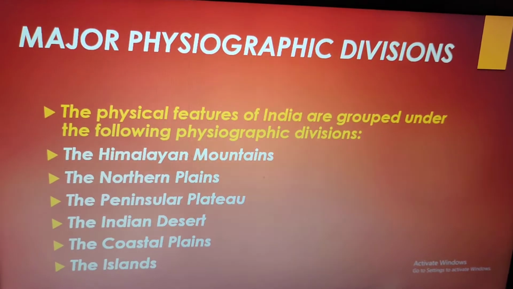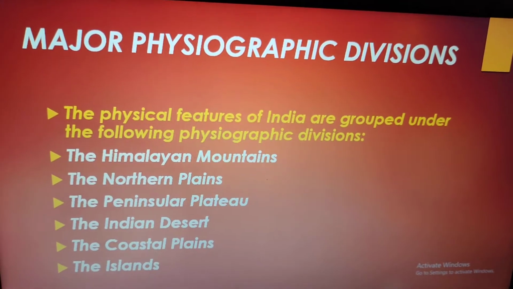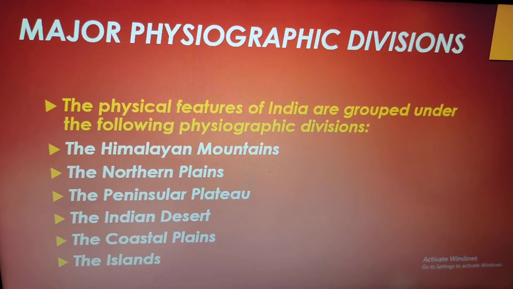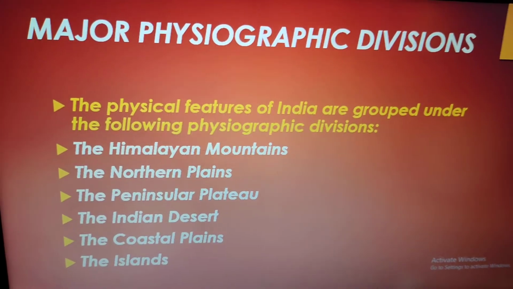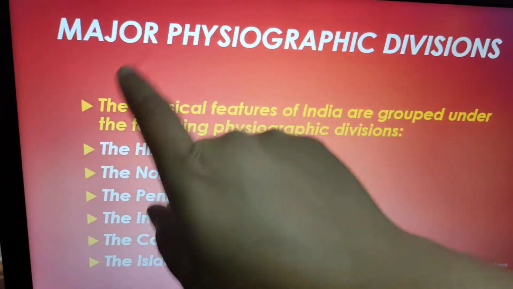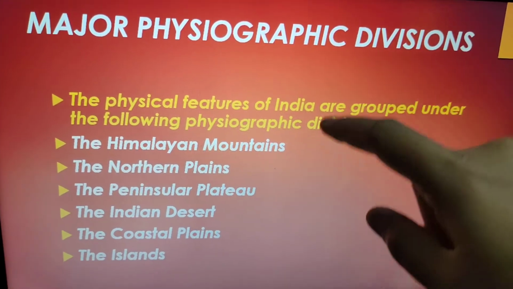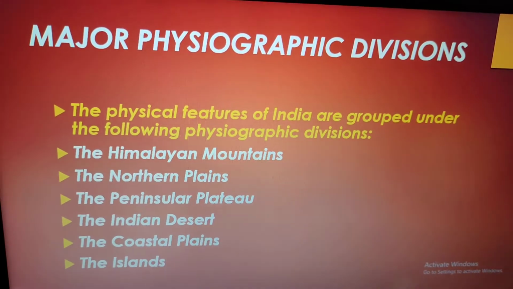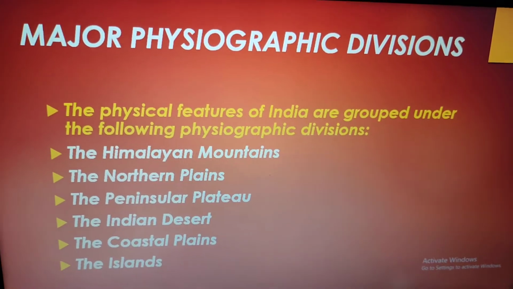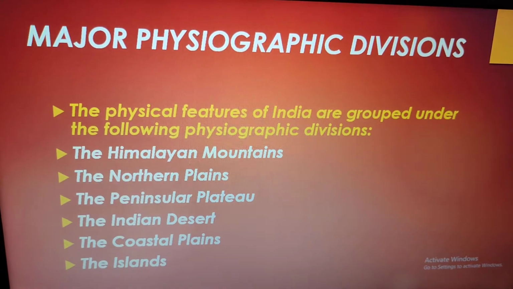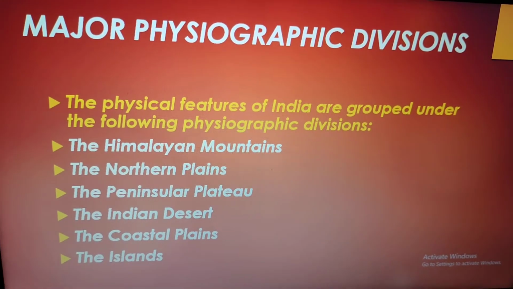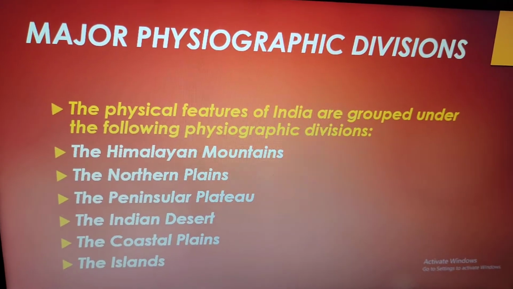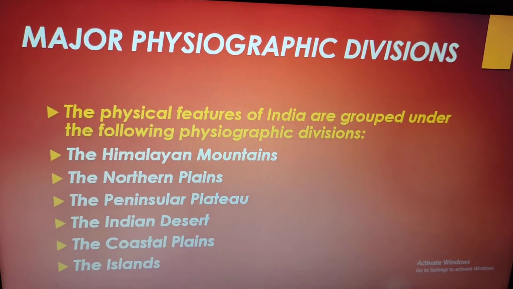And that is why India is said to be rich in biodiversity, rich in flora and fauna as well. Why is it said to be rich in flora and fauna? Because of its diverse physiographic division. We have mountains, plains, plateaus, desert, and coastal plains as well. This diverse physiographic division leads to the diverse flora and fauna.